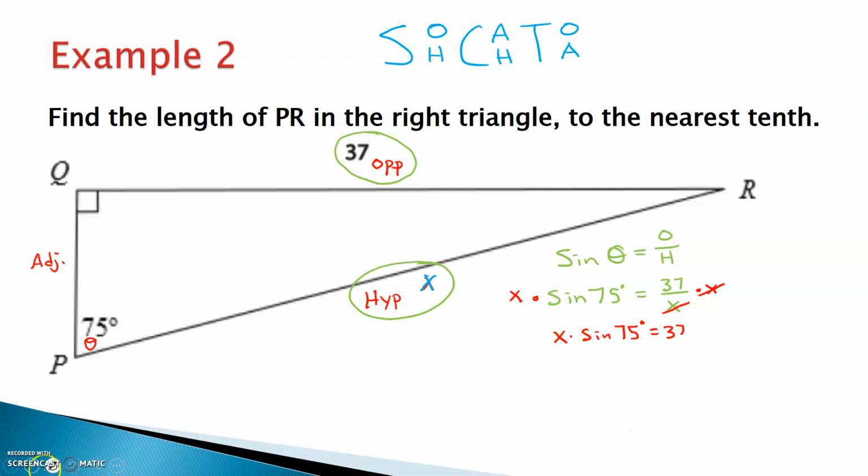Now again, I want to get that X by itself. I had to move it over so that I'm allowed to move over the sine of 75 degrees by dividing. So there we have it. Sine 75s cancel out. You're left with X is equal to 37 divided by sine of 75. And again, this is where you take out your calculator, right? And you plug it in.